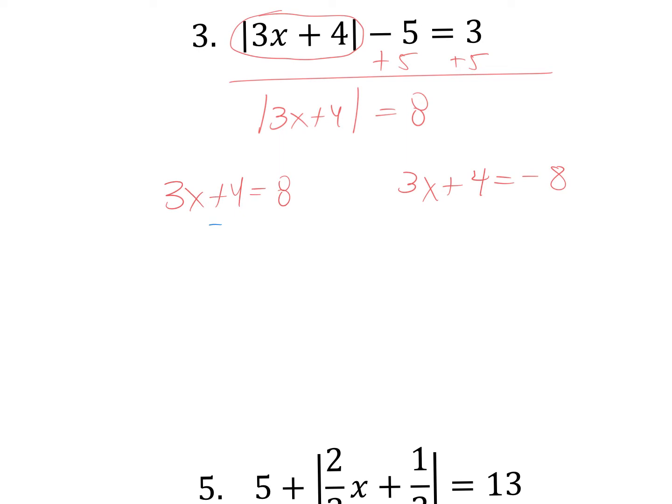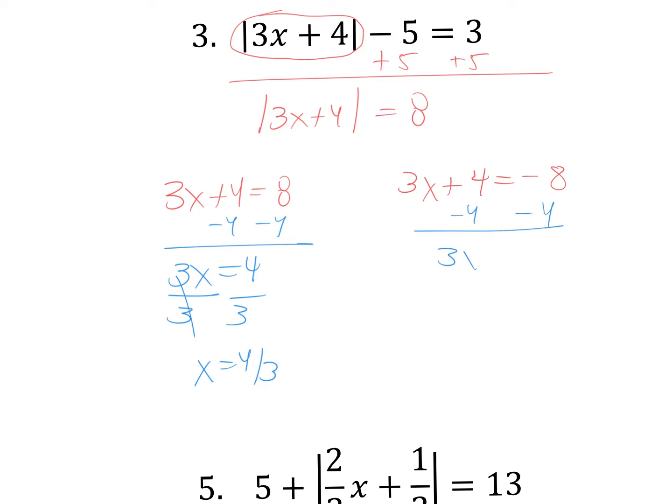So we'll subtract 4 from both sides. 3x equals 4. Divide both sides by 3, and x equals 4/3. Same thing on the right. We're going to subtract 4. So 3x equals negative 12. Divide by 3, and x equals what? Negative 4.